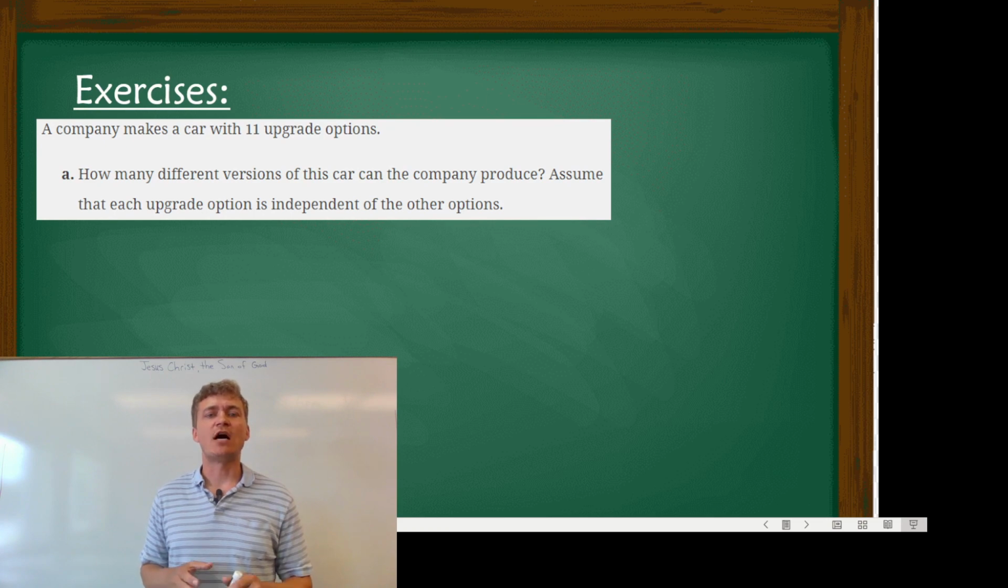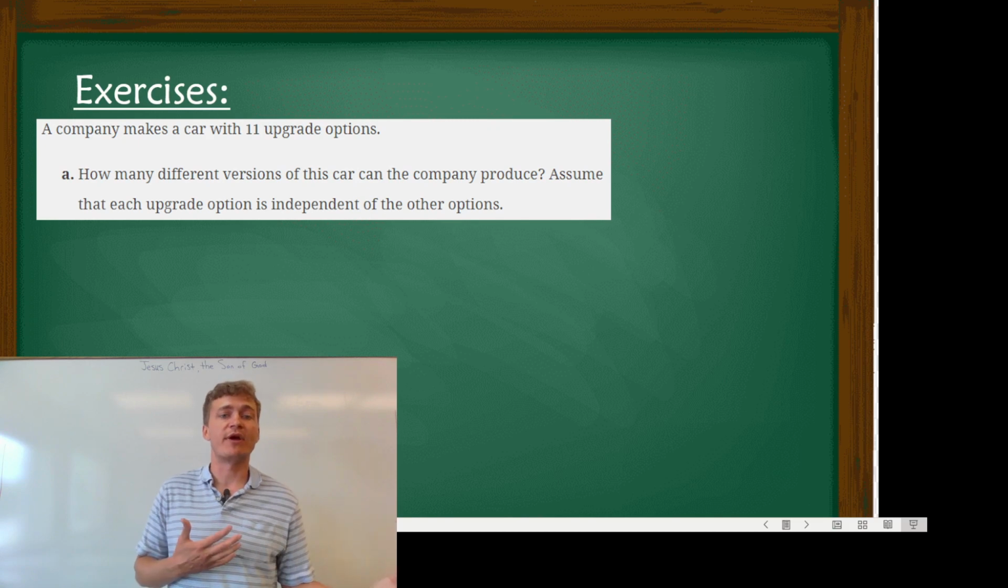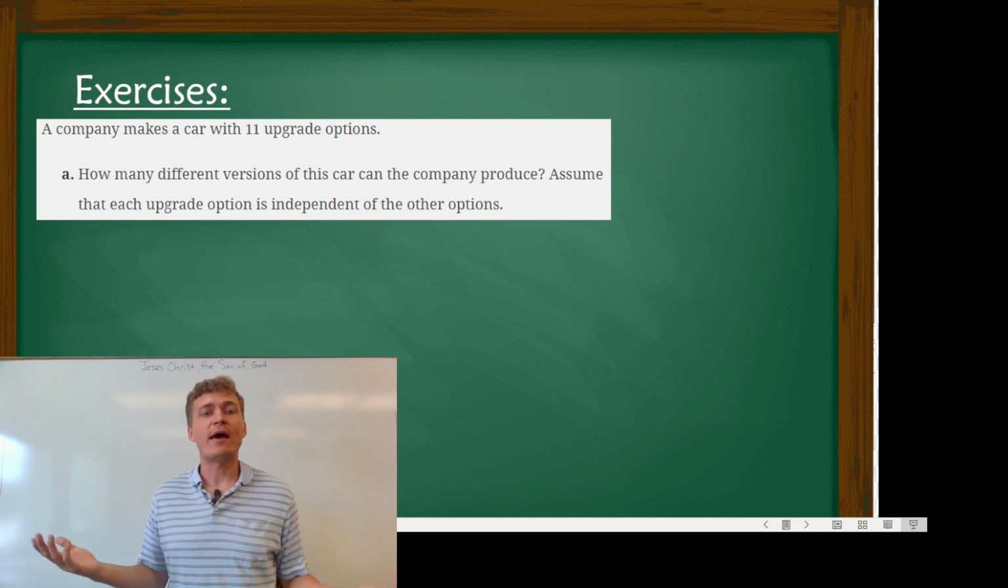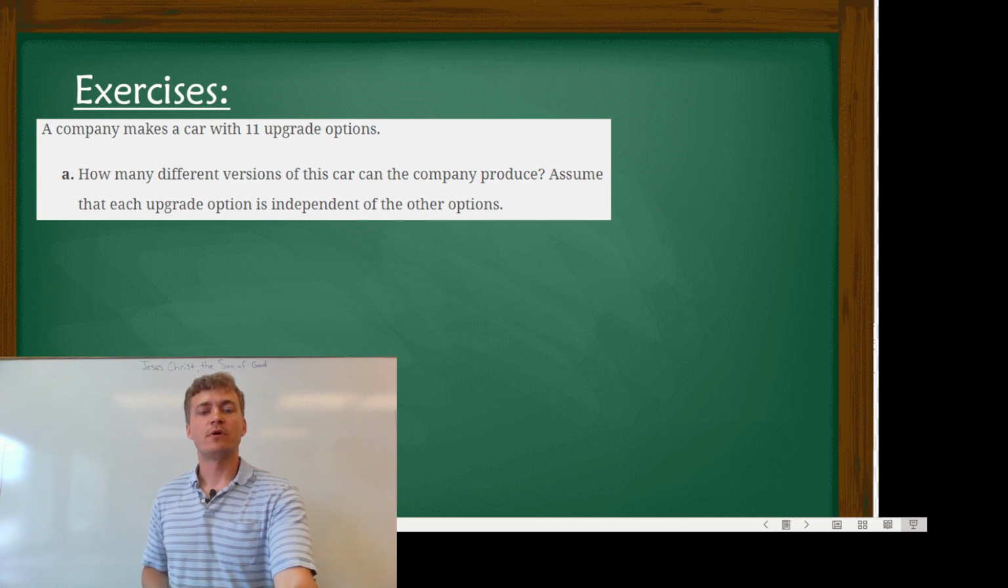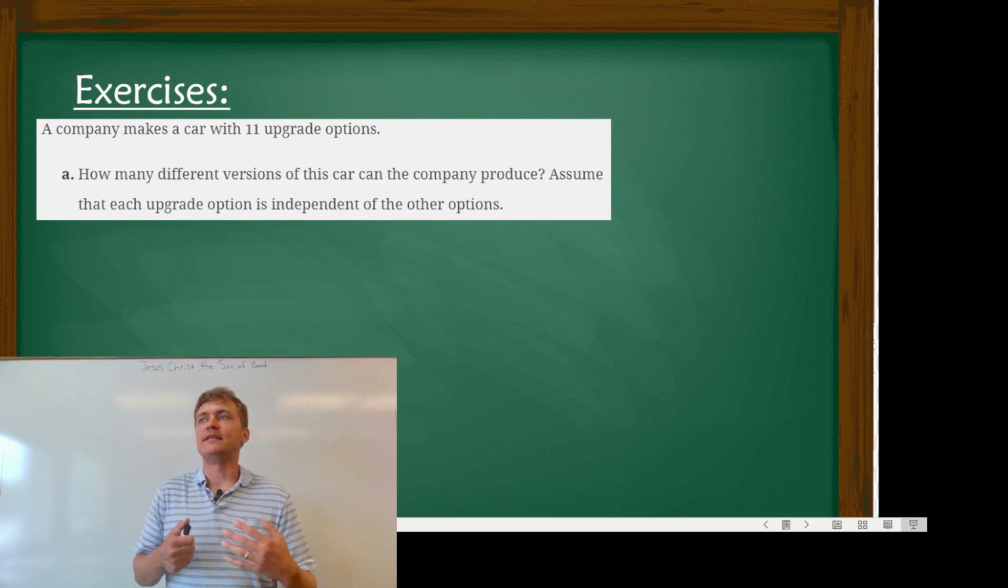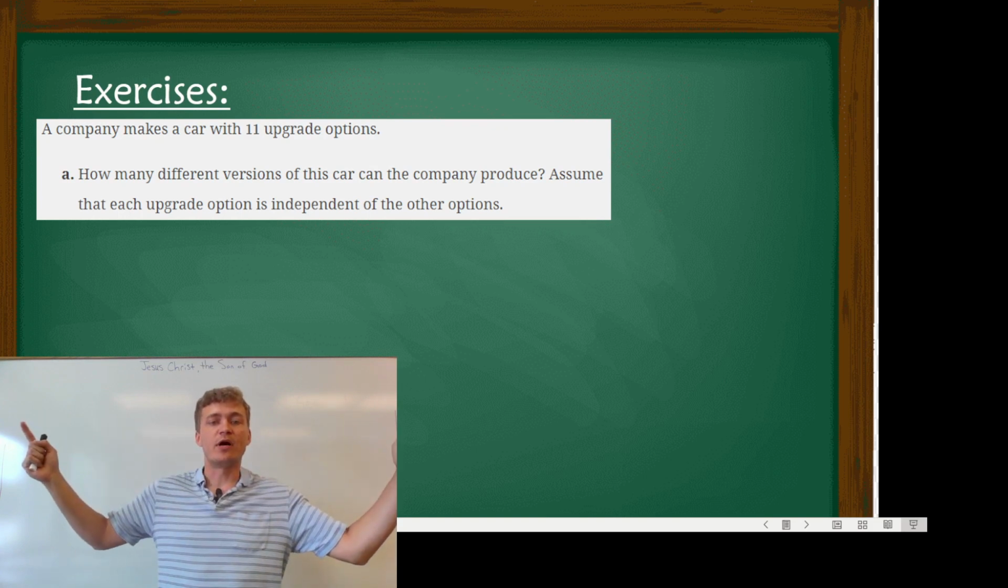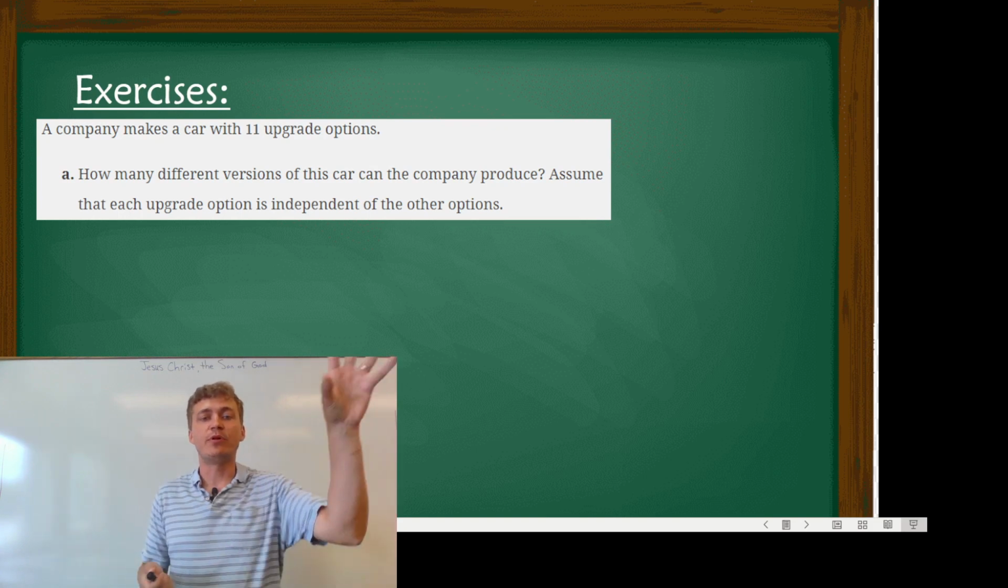Now keep in mind that these options are independent of the other, so you can have 0 upgrades, you could have 3 upgrades, you could have all 11 upgrades. It doesn't matter. How many different versions of this car can the company produce? Well, as we mentioned before, it's a matter of listing the subsets. If you think about all 11 options listed out in the roster method, those are your 11 choices. You can plug in any of those you want.